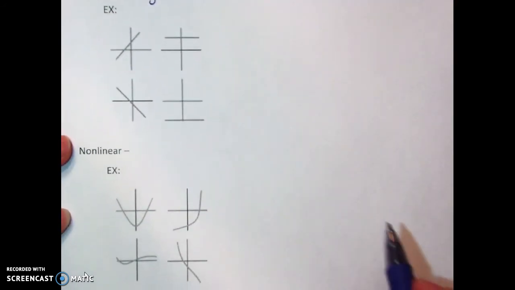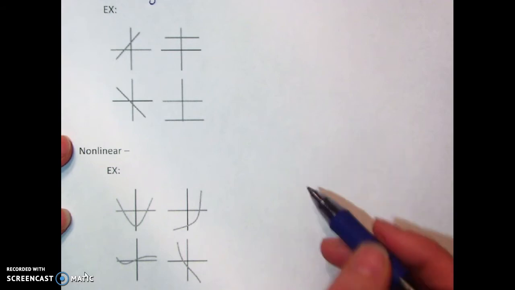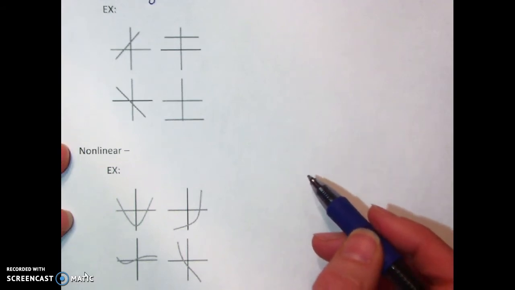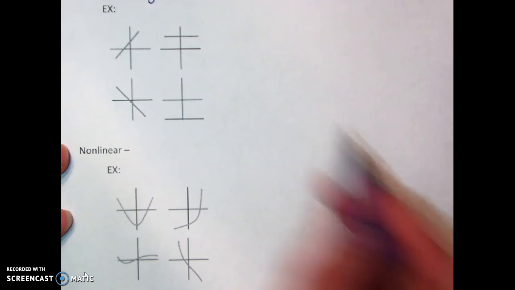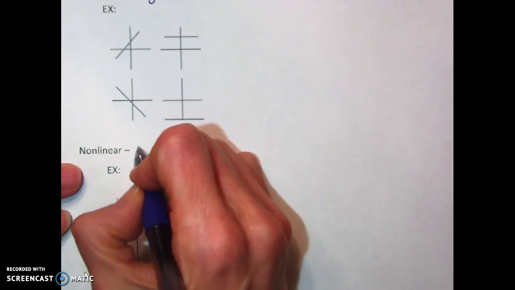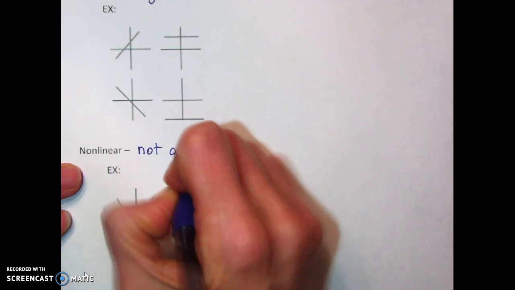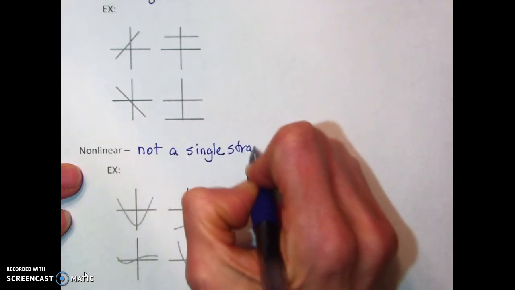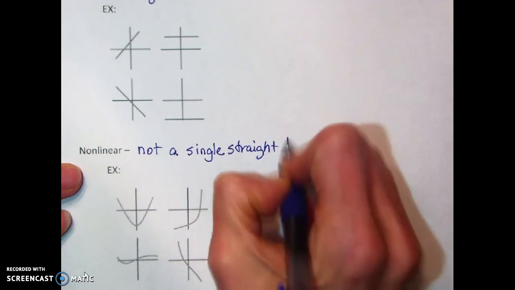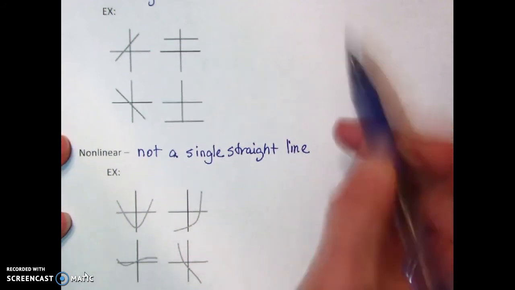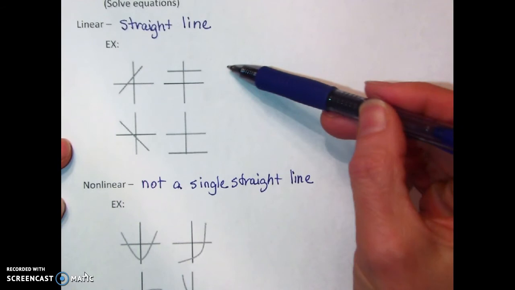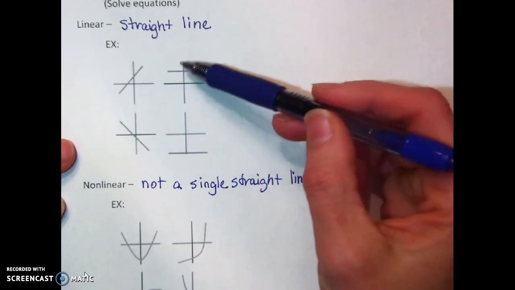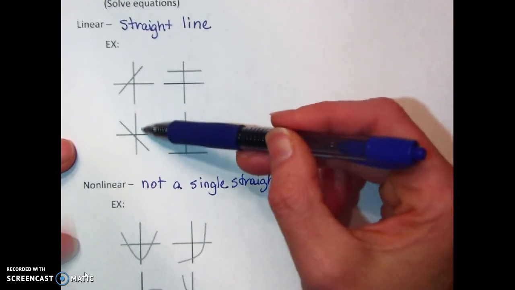It is usually some type of curve, although it can be two straight lines that are connected, but we're going to say not a single straight line. So pictorially, you can see these are linear. They are all one single straight line. Okay, we have 4 examples here.